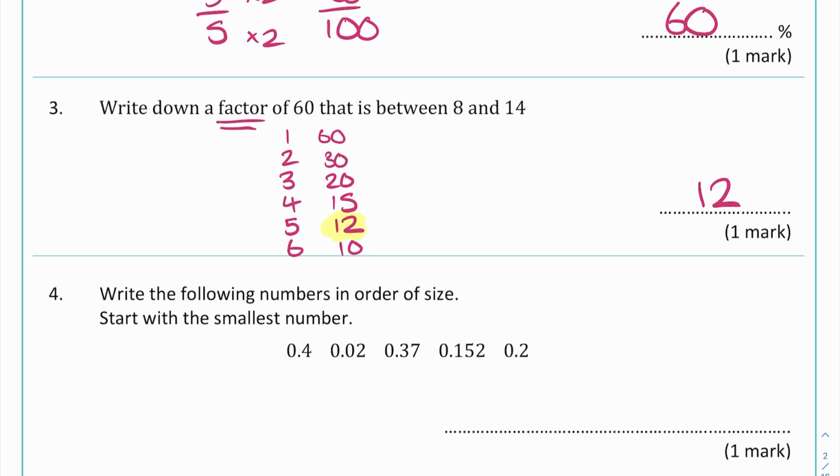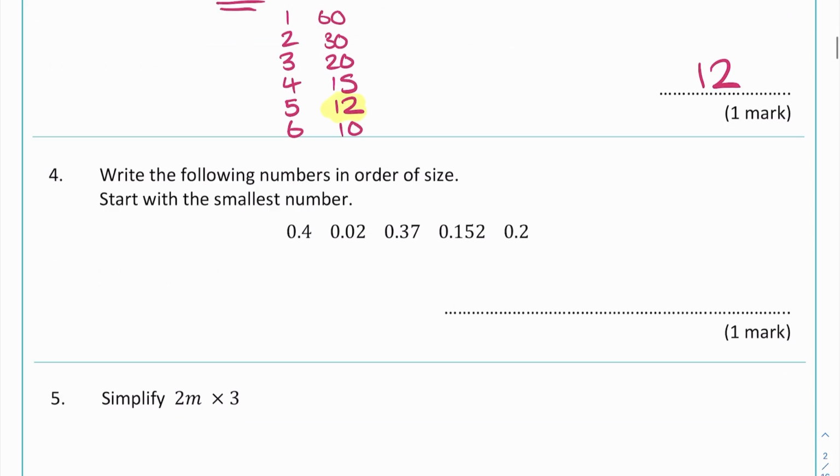So you could have either had 10 or 12. Don't write down both of them. It says write down a factor. It doesn't say write down all the factors. Just make sure you read the question carefully. If it said write down 2 factors, then we'd write down 10 and 12.